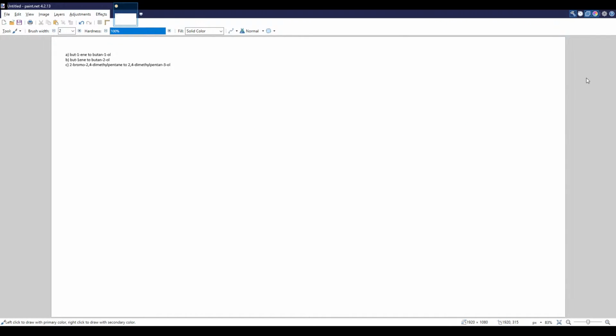So now let's think about 2-bromo-2,4-dimethylpentane. So pentane, 1, 2, 3, 4, 5, 2,4-dimethylpentane. So 2-bromo-2,4-dimethylpentane, and we have to turn that into 2,4-dimethylpentan-3-ol. Okay, so how do we get to this molecule?